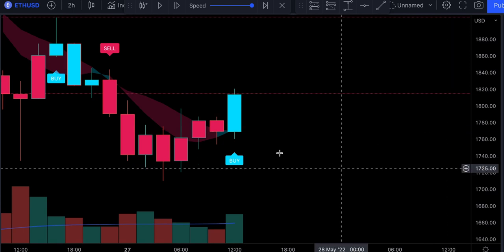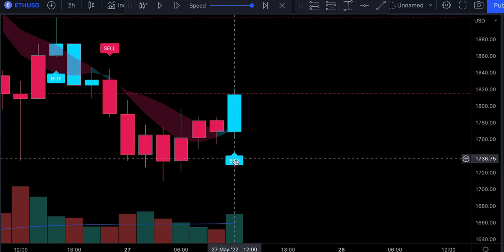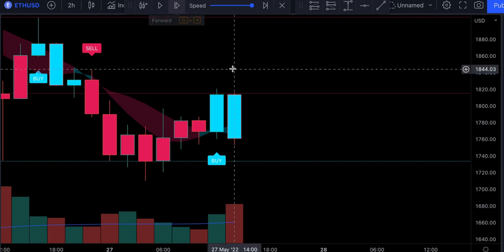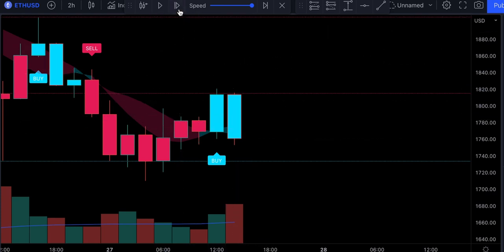Okay, let me give you a couple more examples where you wouldn't have taken a trade. So this buy signal right here is not valid for one reason. The price is really close to the resistance level. So your best bet will be to avoid these entries. We see right away we had a rejection.